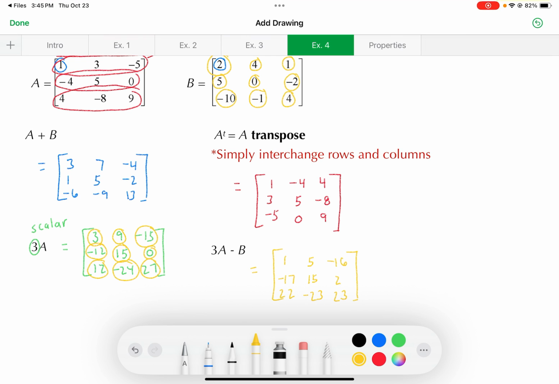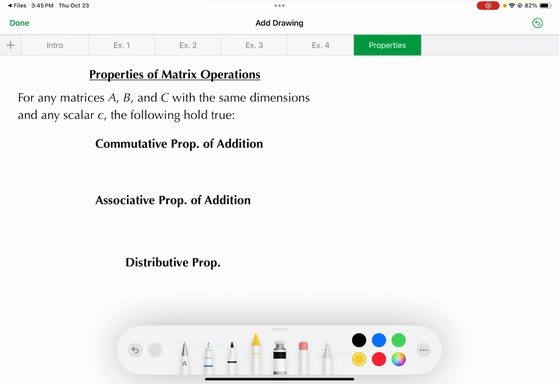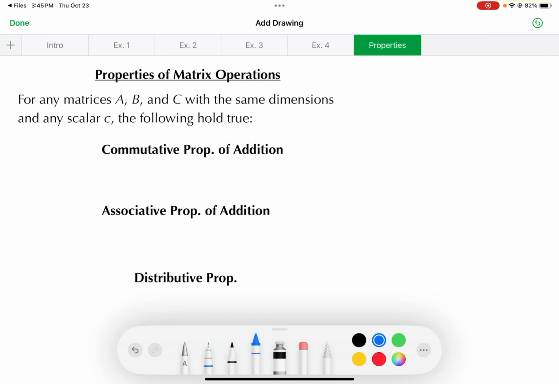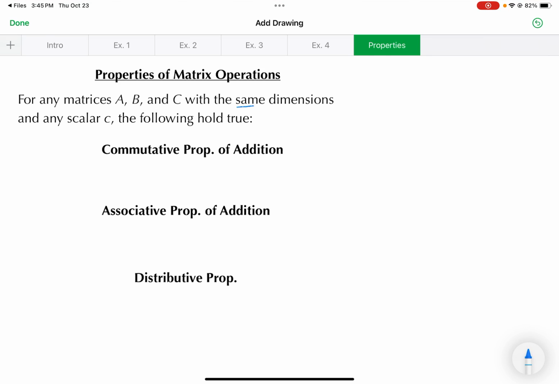All right, lastly, just really quickly I want to talk about some properties associated with these matrix operations. In these properties, I'm going to use the letters A, B, and C to represent 3 matrices. And for these properties to work, they're all going to have the same dimensions. I'll also be using a lowercase c to represent a scalar. First is the commutative property of addition, which works for 2 matrices of the same dimensions. So matrix A added with matrix B would be the same as matrix B added with matrix A.